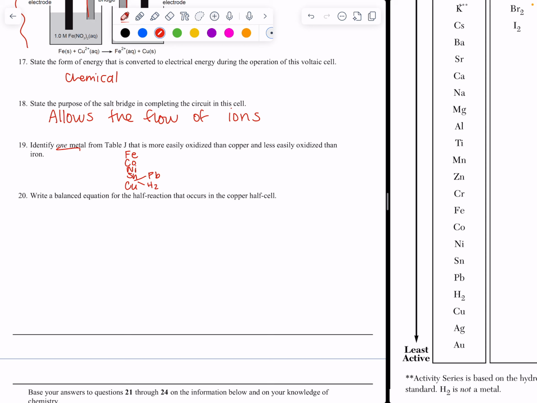Okay, so it wants one metal in between those 2. That means it would be more easily oxidized than copper because it would be above copper, but less easily oxidized than iron. So any of these metals would have been an acceptable answer: cobalt, nickel, tin, or lead.